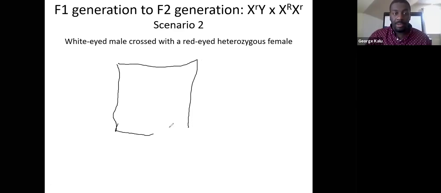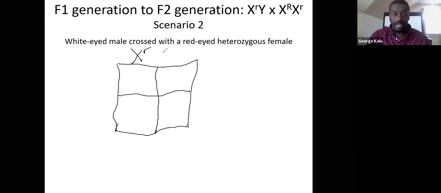Here we have a white-eyed male. So the male is going to have X little r and Y, because white is recessive. And then for the female, X big R, X little r.